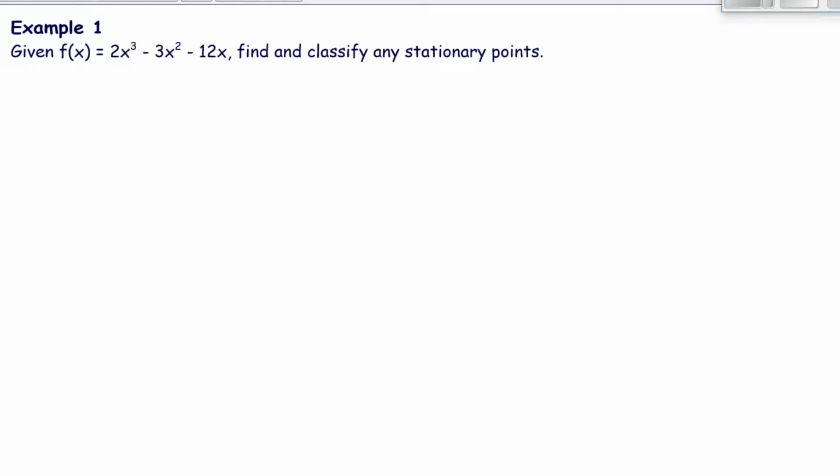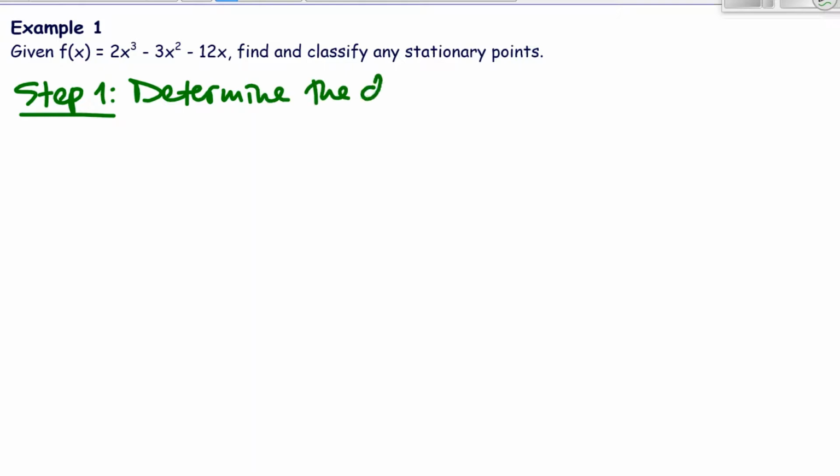In these examples, you're going to look at how we can use the first derivative to find and classify any stationary points. For example, the maximum or the minimum points. So the first step is to determine the derivative. So step one, we need to determine the derivative. And this is specifically the first derivative.